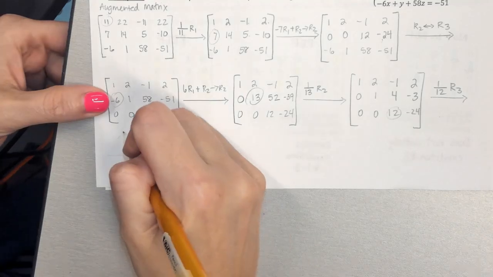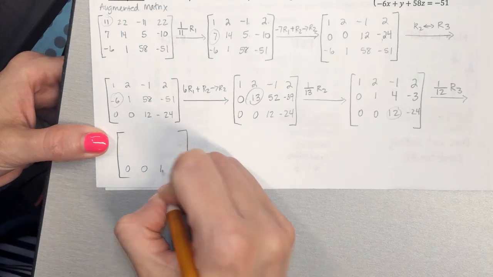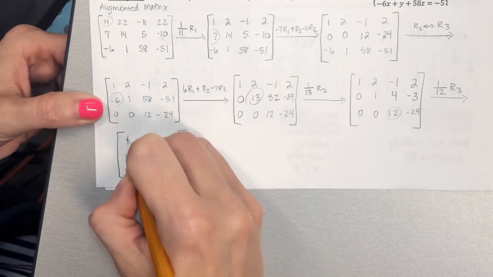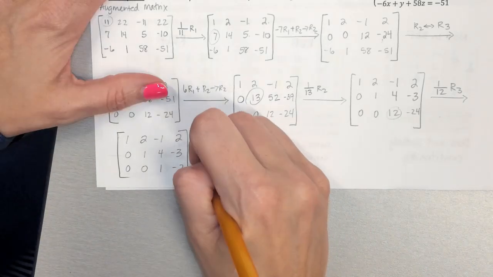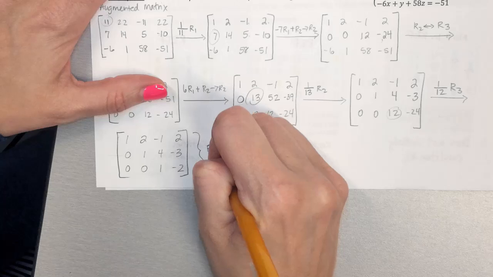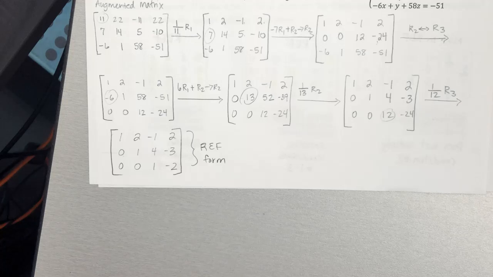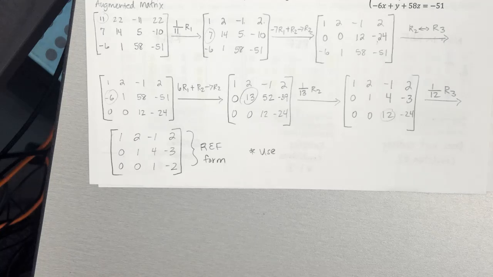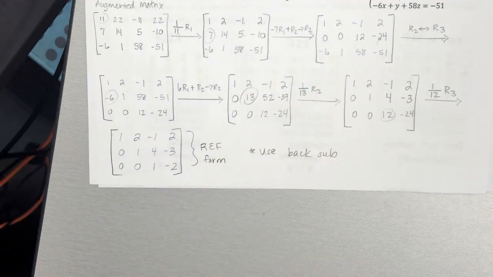Okay. So then, when you multiply by 1/12, it's 0, 0, 1, negative 2, 0, 1, 4, negative 3, 1, 2, negative 1, 2, okay, and then this is in REF. Once it's in REF, we are going to use back substitution to solve, and I think I gave you room on the next page to do that. I gave you a lot of room. Okay, so we're going to use back substitution.